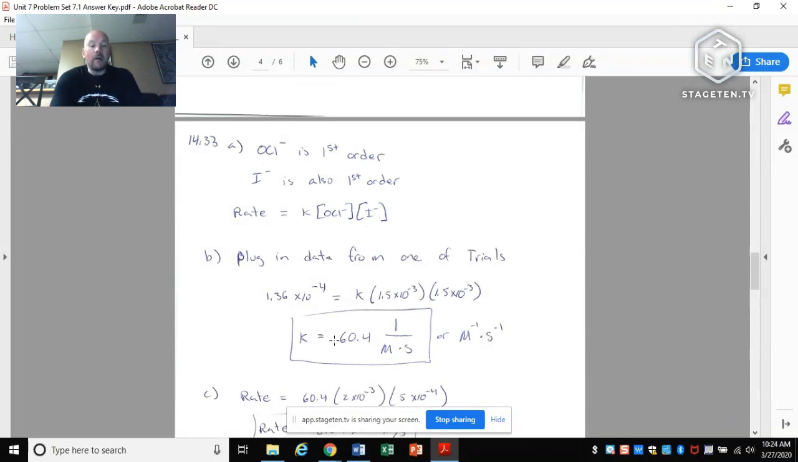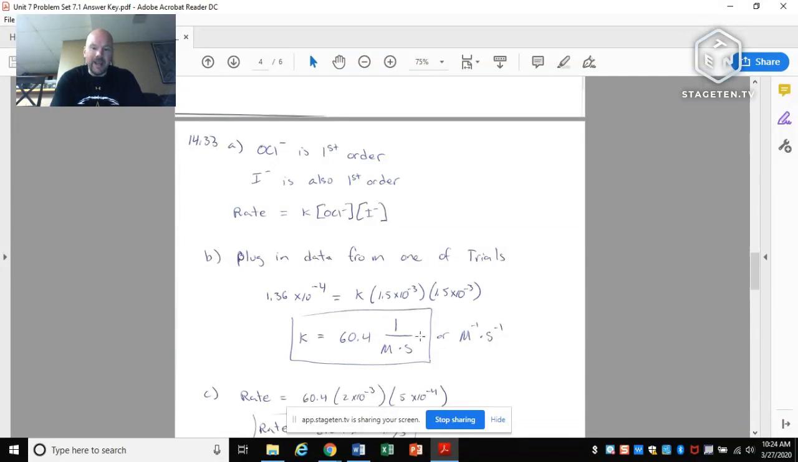Okay. But then how do we get the value for K? All we have to do is plug in one of the sets of data. Okay. So we have our rate law. We figured out our rate law. Now what I did was I plugged in the values for trial 1. So this was the molarity of the hypochlorite ion. This was the molarity of the iodide ion. And this was what the rate was equal to. Right? So you just plug those numbers in and solve for K. And maybe I think I did my math right. Maybe I didn't though. But it comes out to be 60.4.